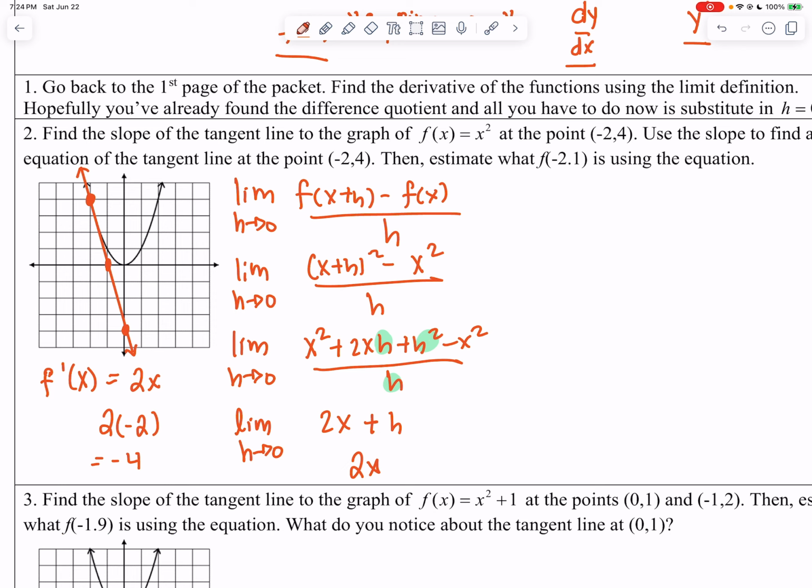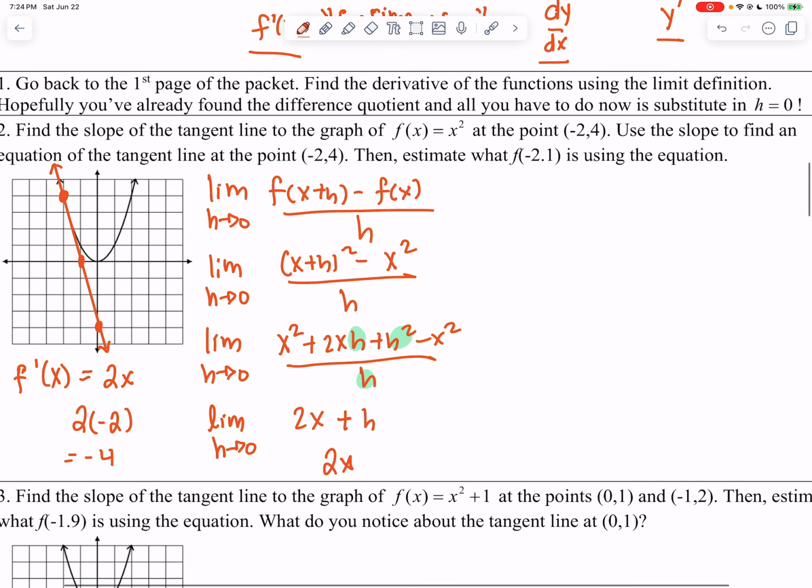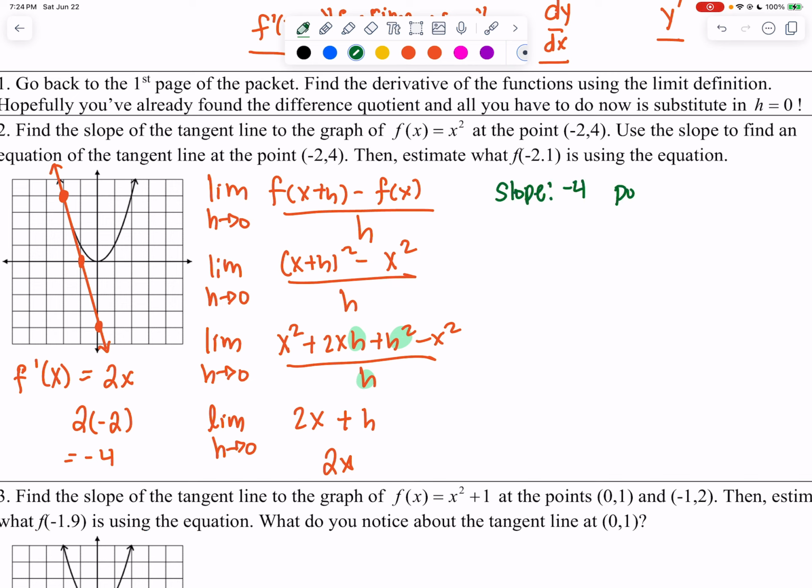Now we have the tangent line. What I need to find is the equation of the tangent line, and then estimate f of -2.1. Well, remember that in order to make an equation, I need 2 things. I need a slope, which I already have, and I need a point. In this case, I'm going to be using what they give us, -2, 4. So now I'm going to use my point slope formula. Y minus 4 is equal to -4 times x plus 2. And then I'm just going to plug in -2.1, and then call it a day.